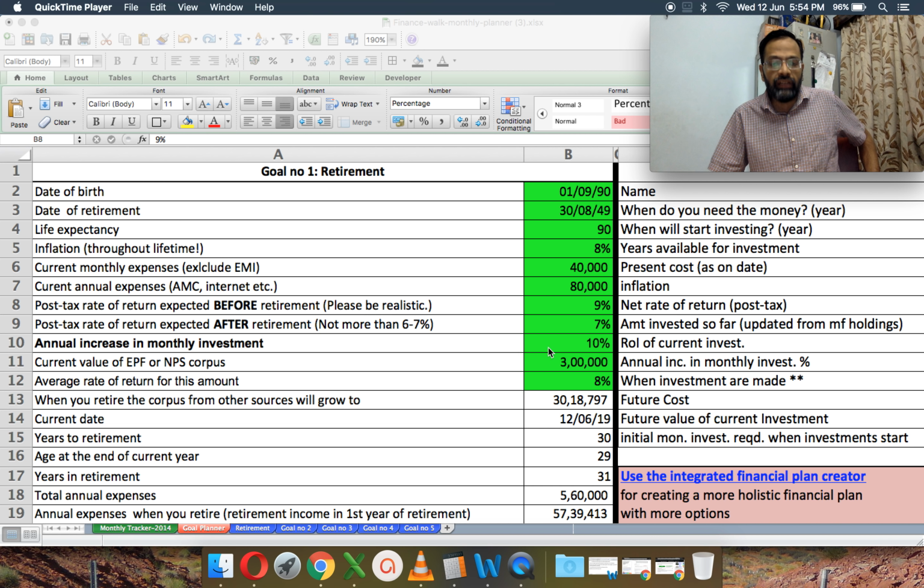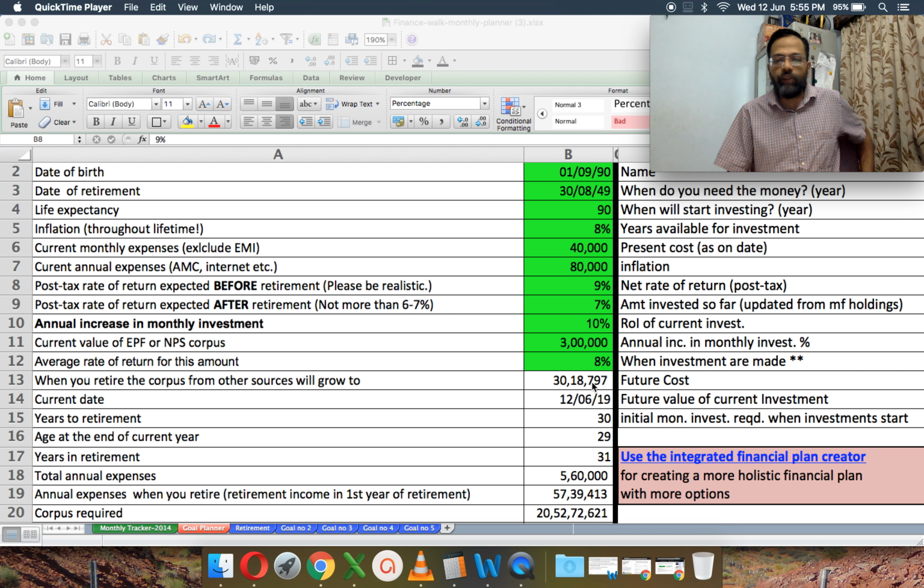So the annual increase in investment, I've set it at 10%. This may be a little high, but let's see. The current value of the EPF or PPF corpus, whatever, NPS corpus, I've set it at 3 lakhs, just the fixed income corpus. More details, more granularity in handling this current value of the corpus, current equity corpus, is available in the robo-advisory template. But ballpark, this is enough. Average rate of return for this, I've set it at 8%. Again, for now, this is all right, but maybe you have to bring it down later. So we are expecting this corpus to grow to about 30 lakhs at the time of retirement. The 3 lakhs becomes 30 lakhs at the time of retirement.